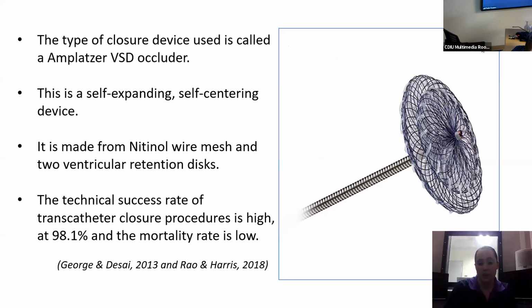The type of closure device used is called an Amplatzer VSD occluder, which you can see on the right-hand side of the picture that we have there. This is a self-expanding and self-centering device. It's made from nitinol wire mesh and has 2 ventricular retention discs. The technical success rate of transcatheter closure procedures is high at 98.1%, and the mortality rate is low.